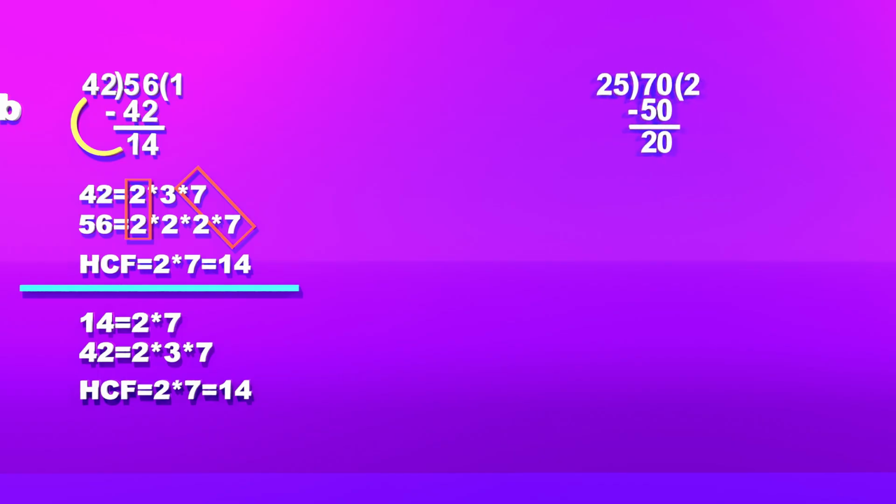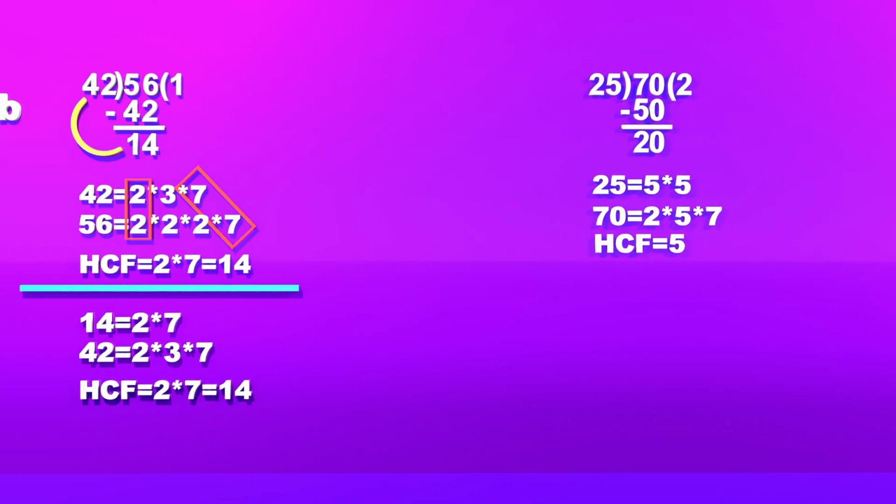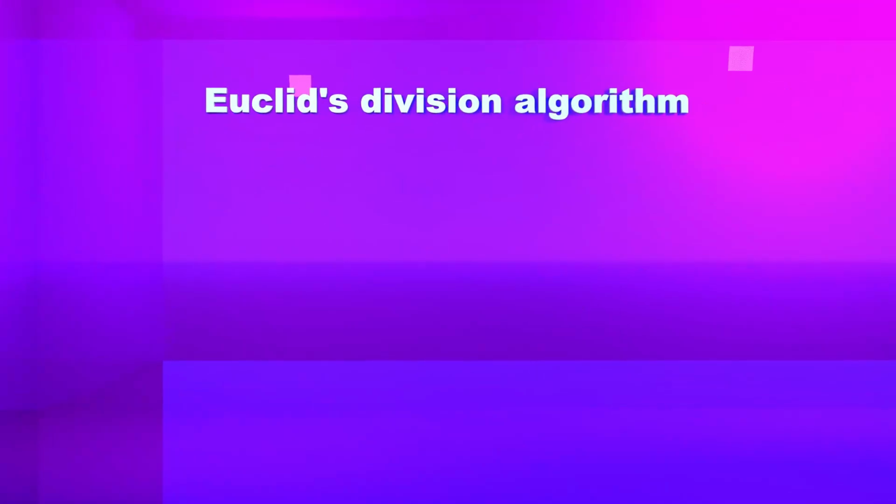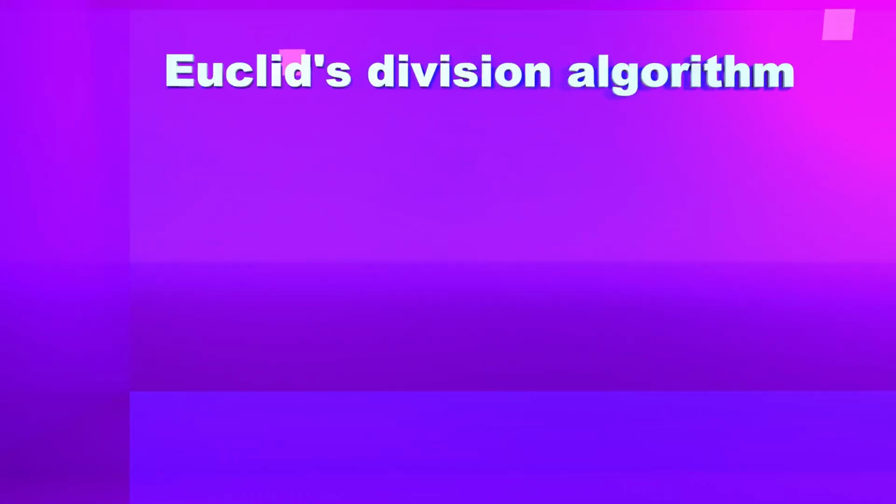Also we have divided 70 by 25. And their HCF is 5. And the HCF of 25 and 20 is also 5, and vice versa. I think this concept is clear now. This was a hidden feature that you didn't know yet, but what is the purpose behind knowing this theorem?